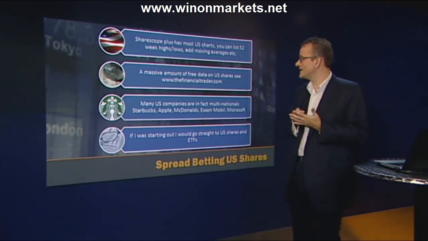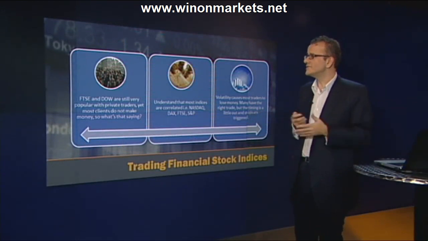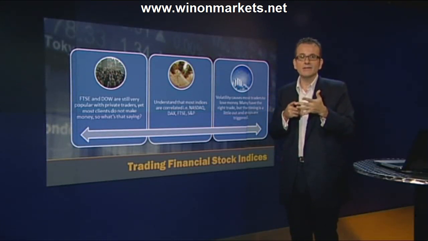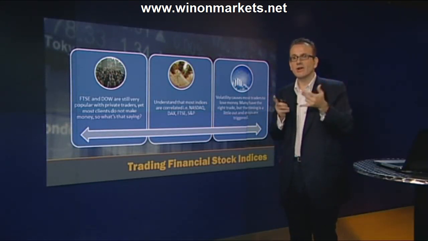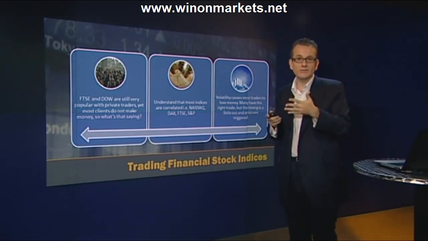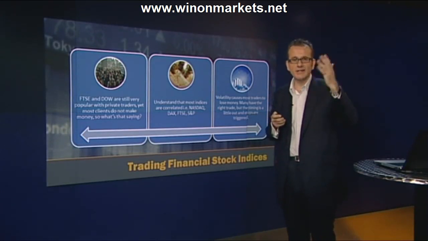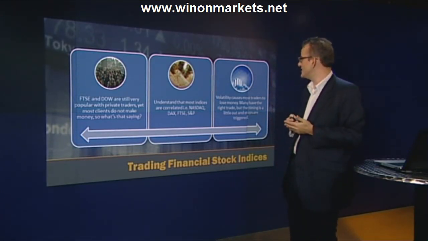Maybe they're more liquid, and ETFs as well. The FTSE 100 and the Dow are still very popular with private clients, yet most private clients don't make money. So that might be telling you something. Understand most indices are correlated. What do I mean by that? Correlated means that if one market moves up, the other market follows. For instance, the FTSE 100, the DAX, the Dow, the S&P 500 are all stock indices, whereas gold or corn are not. So be careful when people are trading loads of indices, and really they're trading the same thing. It's all correlated.